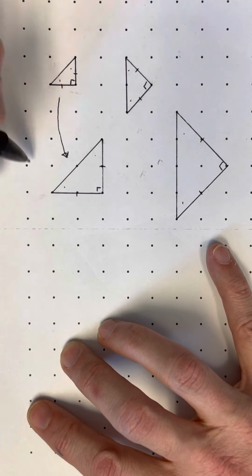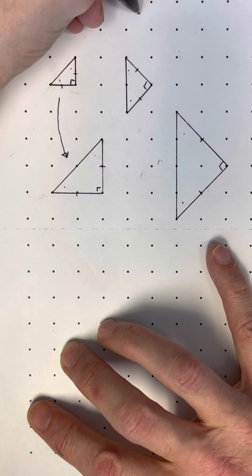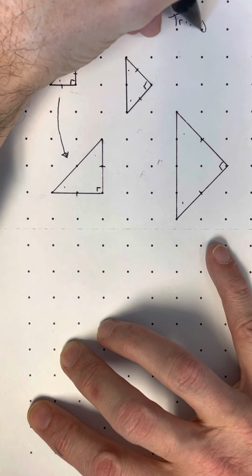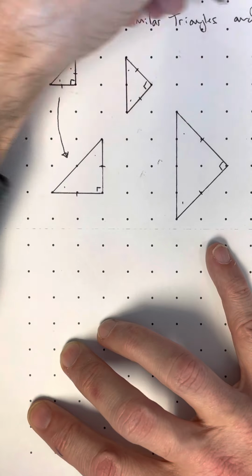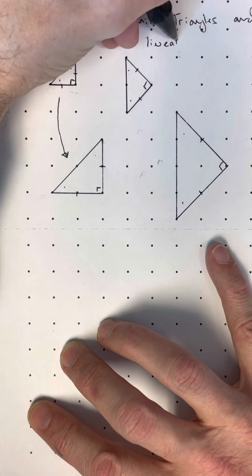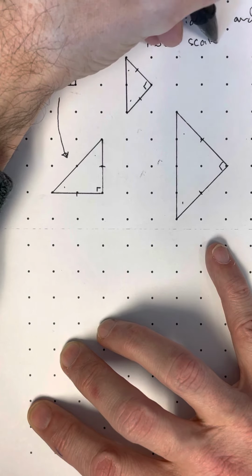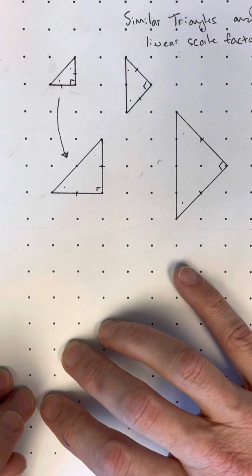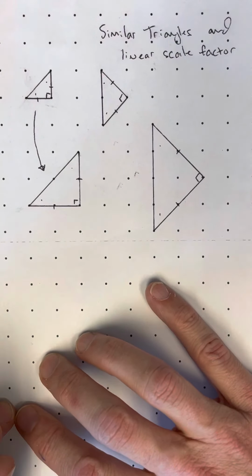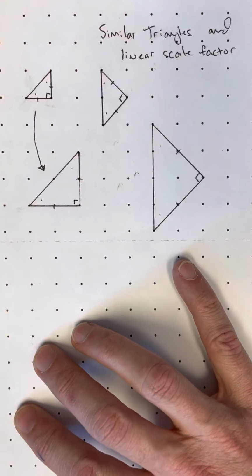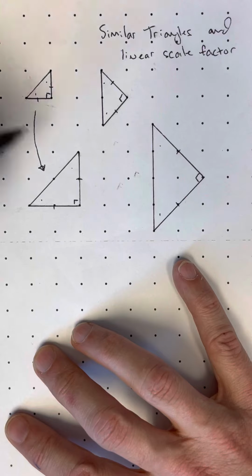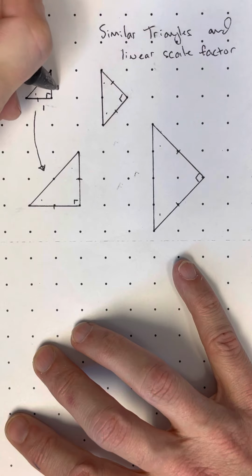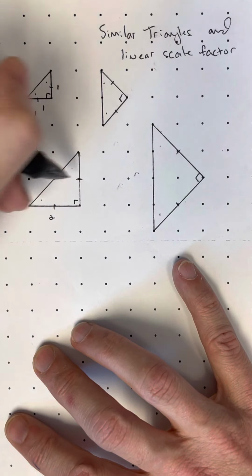Okay, so a lot of times we'll call it similar triangles and linear scale factor. So again, a lot of times we'll just call it scale factor, but the more technical, precise thing is to say linear scale factor, because it's how much each length is multiplied by, or the ratio. Okay, so notice here, if this has length 1 and 1, then this one here has length 2 and 2.